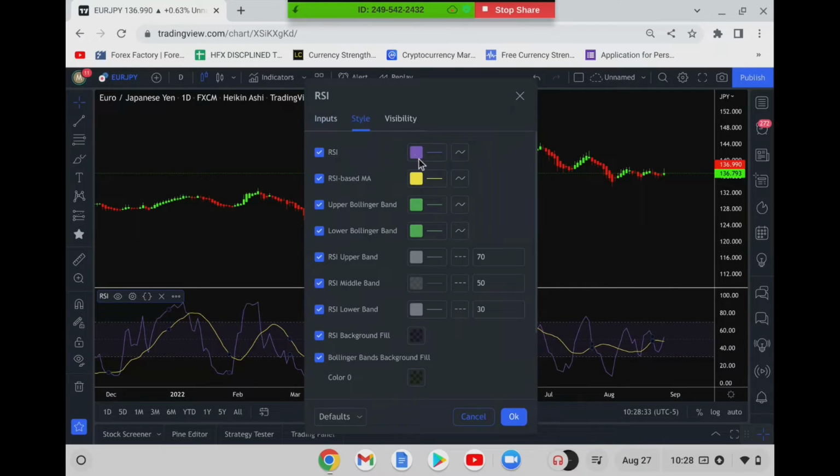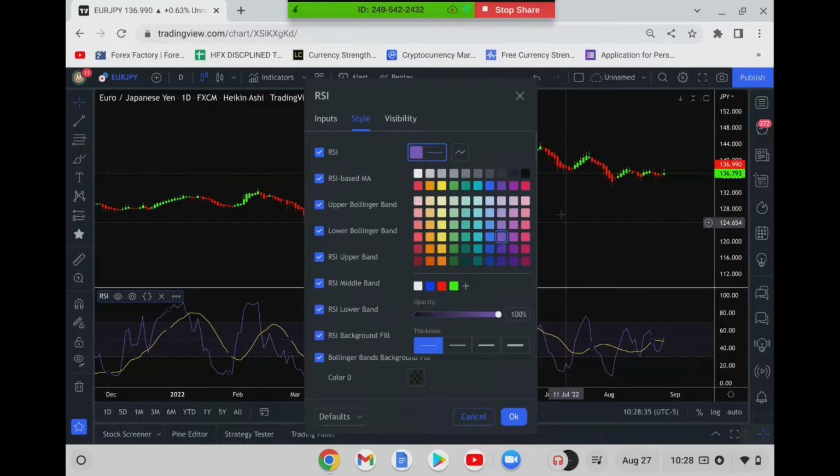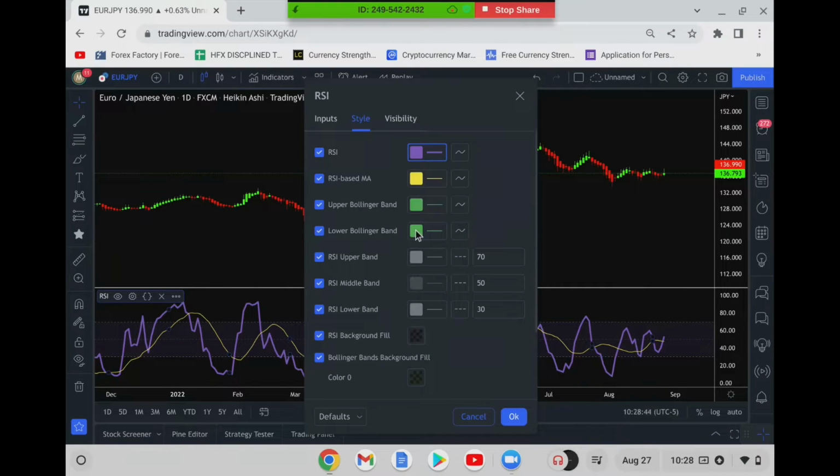And I'm just going to go ahead and thicken our actual RSI. I'm going to make it the 3rd thickness just so we can really see what our RSI is doing. I'm going to leave everything else the same. Make sure you guys keep your RSI upper band as 70, your middle band as 50, and your lower band as 30. All right. And I'm going to explain to you guys what each of these levels mean and why they are important when it comes to using this RSI indicator. So I'm going to press OK.